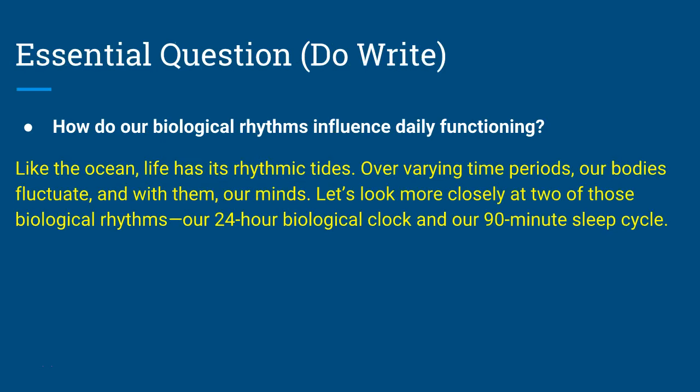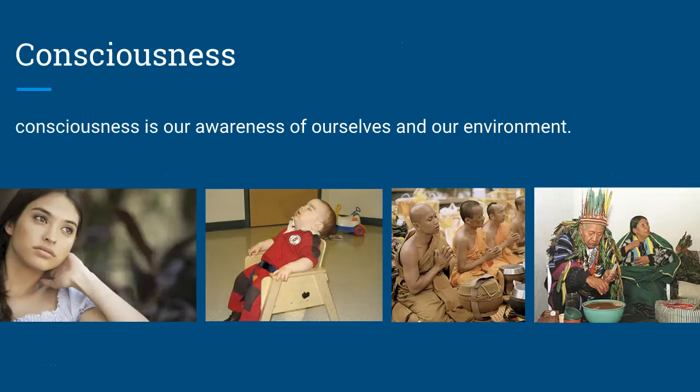Okay, here's our first essential question. I would like you to write this. For this screencast, whatever's in the yellow, I would just like you to listen and read. Whatever's in the white, I would like you to copy down. So first essential question is, how do our biological rhythms influence daily functioning? Like the ocean, life has its rhythmic tides. Over varying time periods, our bodies fluctuate, and with them, our minds. Let's look more closely at two of those biological rhythms, our 24-hour biological clock and our 90-minute sleep cycle.